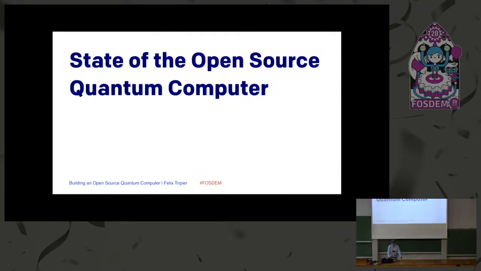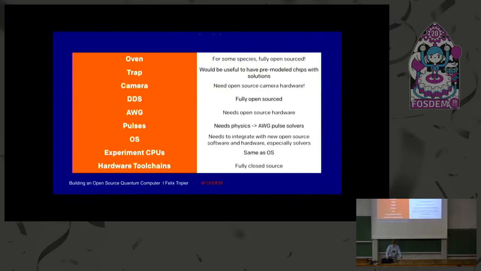And finally, I'm going to go through and talk about the state of open source quantum computing, wrapping up everything we've talked about. What's wrong? Where could an open source contributor make a difference? Where could you improve the open source quantum computer, et cetera.